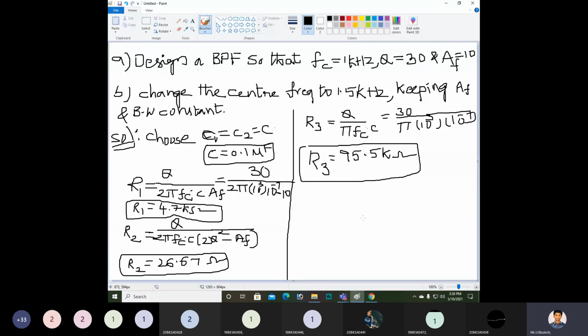Even if you want to change the center frequency Fc, you need a capacitor, and you must have resistors R1, R2 and R3. If you don't have those three values R1, R2 and R3, you are unable to find the center frequency. So by using these three resistor values, we need to find out the center frequency.